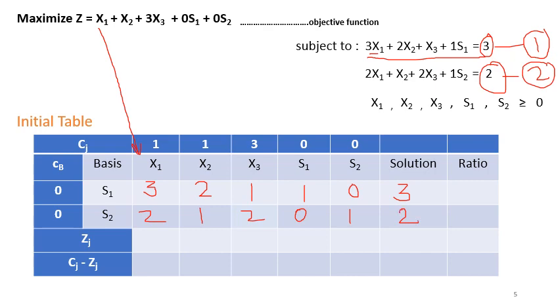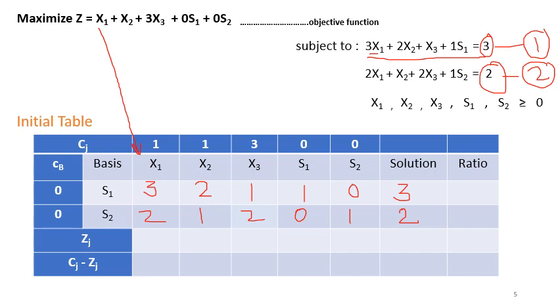So this is how you fill the initial table in the simplex method. First, in the basis, you will write S1 and S2. They are the initial basic variables with the coefficient of 0. In the Cj row, you will write all the coefficients of the variables in the objective function, and in each of the rows corresponding to the basic variables, under each variable you will write the coefficients in the constraints. And under solution you will write the right hand side values of the constraint equations.